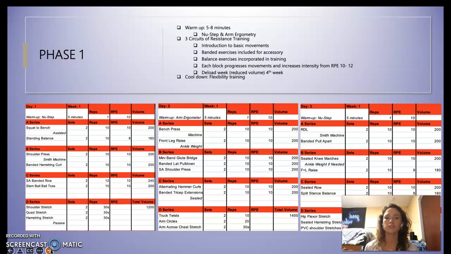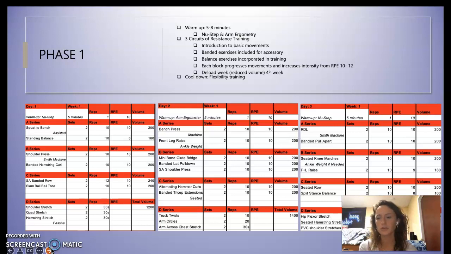So we had 3 circuits in each block, as you can see. Day 1, day 2, and day 3, we had an A series, a B series, a C series, and a D series, which was strictly the cool down, the flexibility training. And to prevent you all from being completely bored to death and overwhelmed with an array of information, I just provided the first 3 days of the week. Throughout the 4 weeks, I did minimal progressions in certain movements to again reduce that training monotony, switch up exercises to keep things new, and continue to make sure he keeps improving and building strength as I see tolerated.